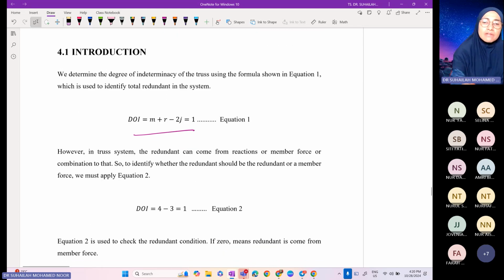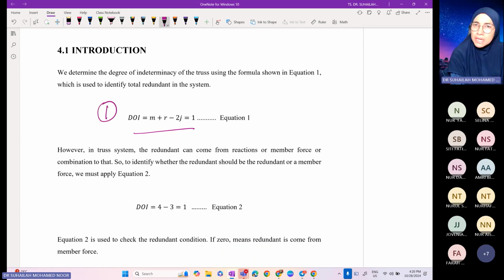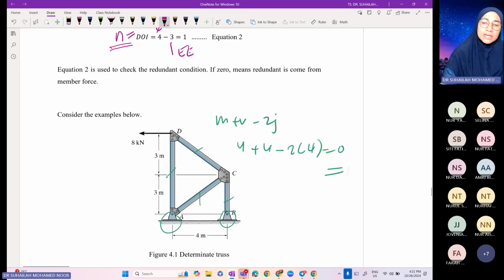Okay, so this is the first one that we need to check, the degree of indeterminacy using M plus R minus 2J. And then we have to check another one, N. N is for the reaction. We check the reaction in the truss, and we minus by the 3 equilibrium equations. If this value is equal to 1, it means the redundant comes from the support reaction. If N is equal to 0, it means we cannot remove the reaction as the redundant, we have to remove a member. Okay, it is like this, yeah?